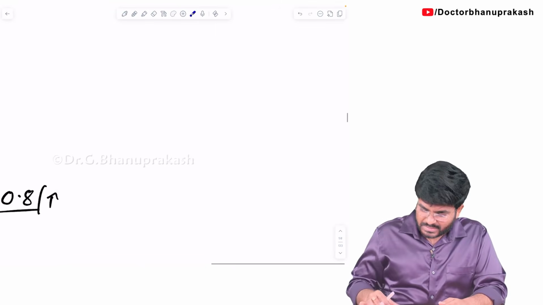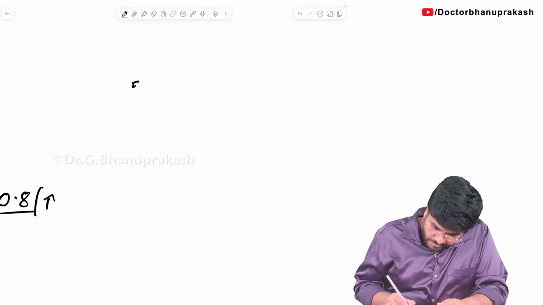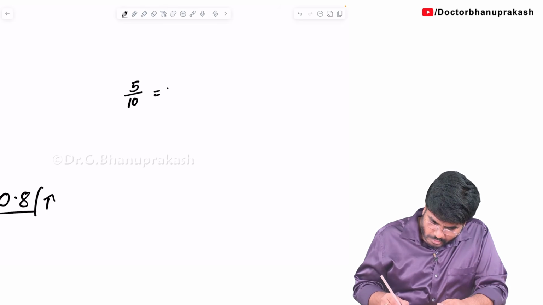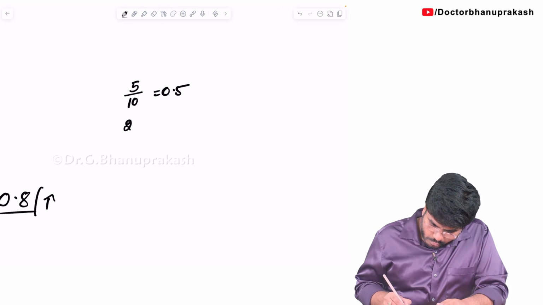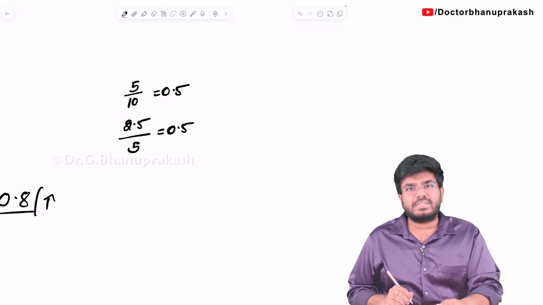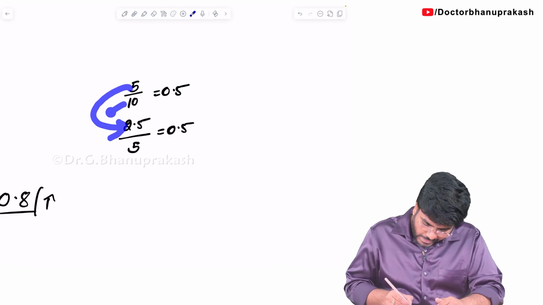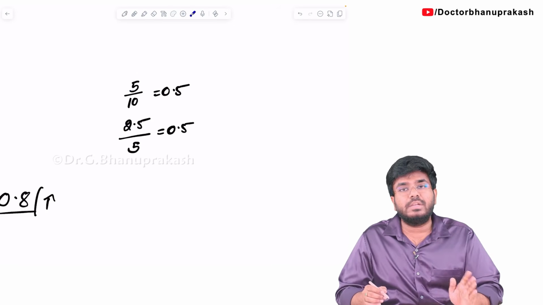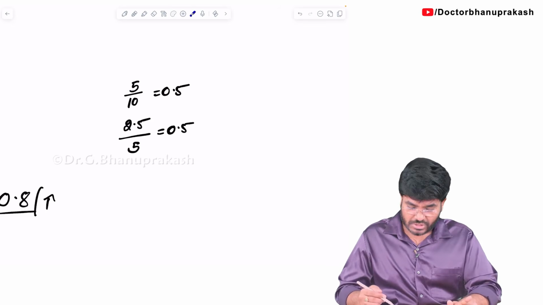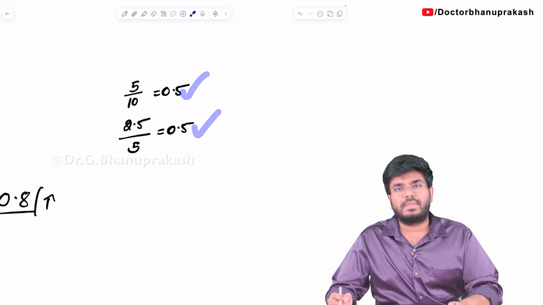Let me ask you. See, students, answer this. 5 divided by 10, how much? 0.5. 2.5 divided by 5, how much? Then also 0.5. The fraction is going to be the same. Okay. So, if you decrease the numerator as well as the denominator in the same proportion, the fraction will be the same. The answer will be the same.